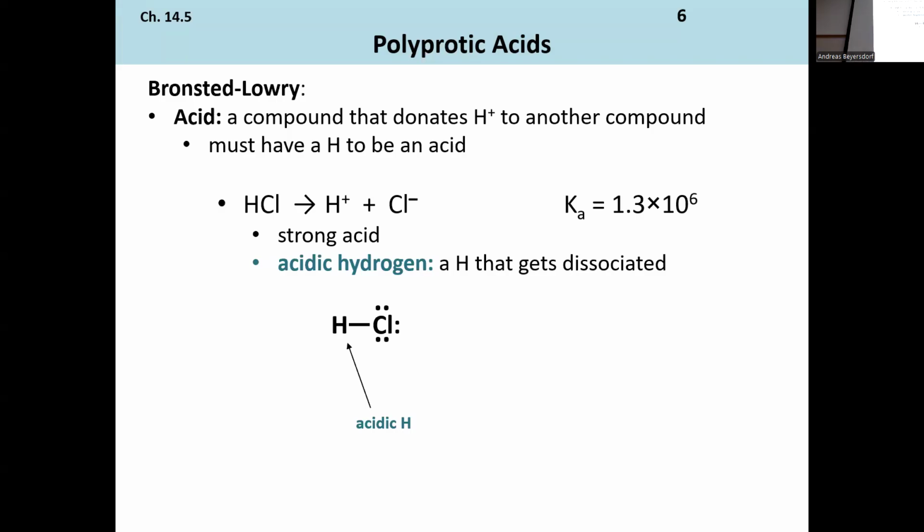Let's say I have HCl. HCl is acidic, it is an acid, and so we can call that H+ an acidic hydrogen. An acidic hydrogen is one that dissociates. But not all hydrogens are acidic.